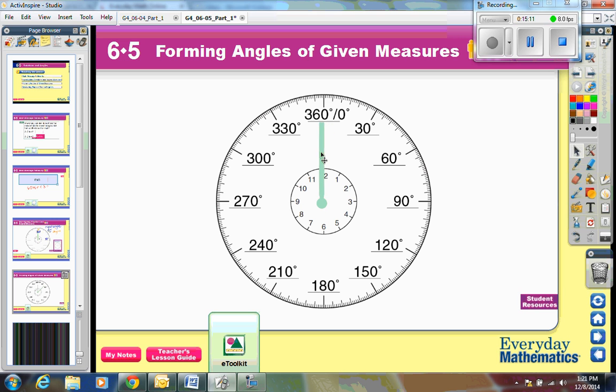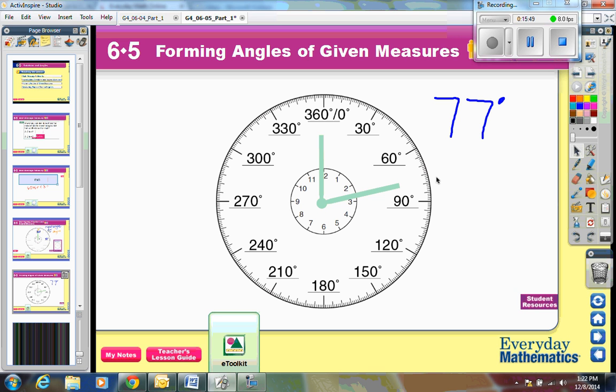All right, I want to reset. And last but not least, I want you to show me a 77-degree angle. 77 degrees. There's 60, 65, 70, 75, and 76, 77. And look at that. Do it as precisely as you can, 77 degrees. Hopefully your angle looks like mine.